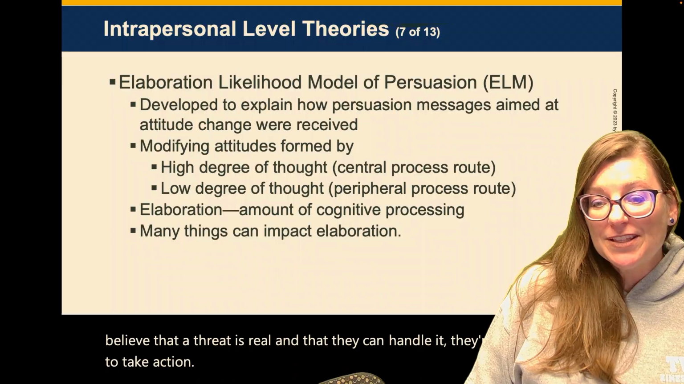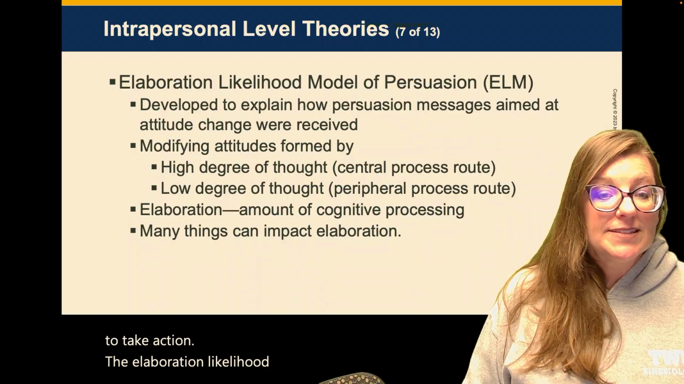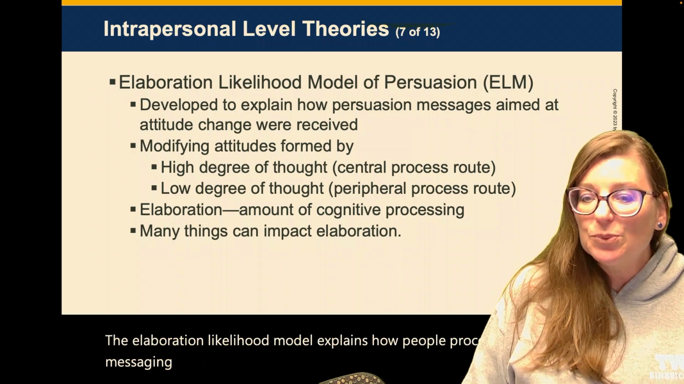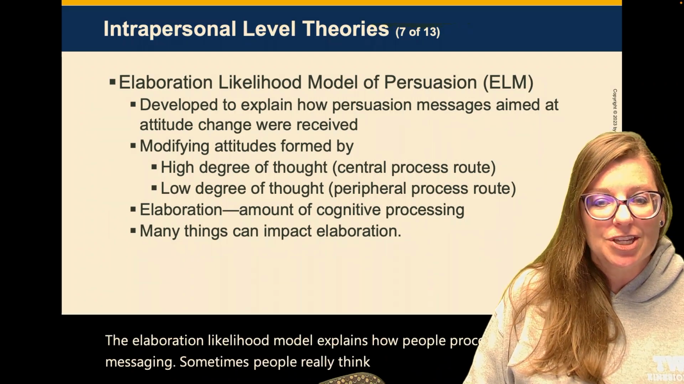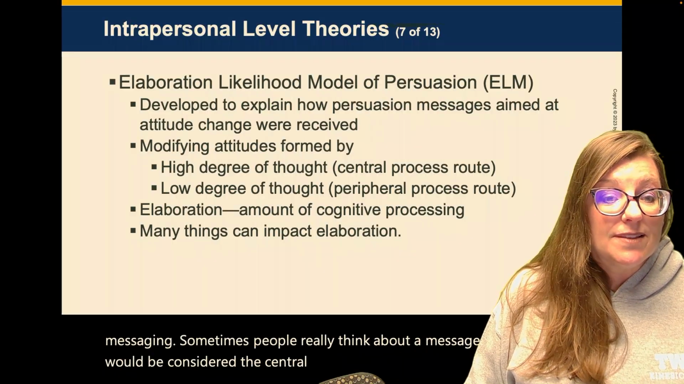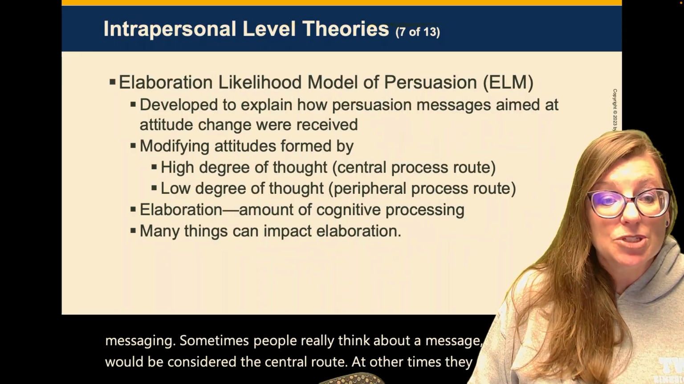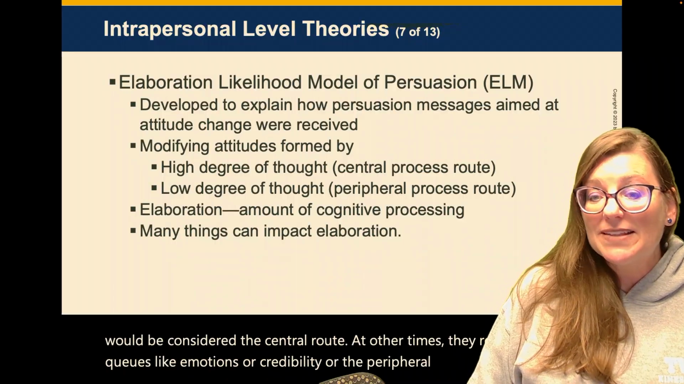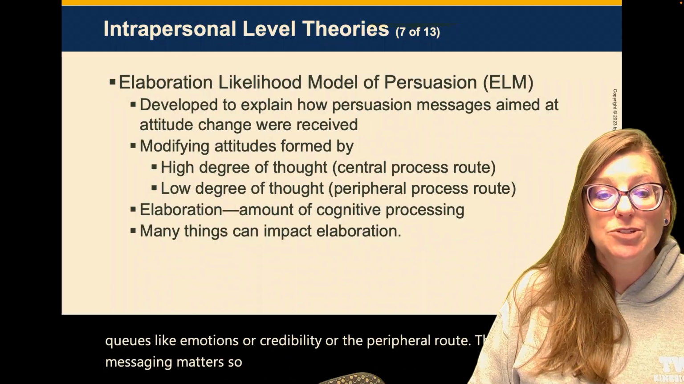The elaboration likelihood model explains how people process persuasive messaging. Sometimes people really think about a message, and that would be considered the central route. At other times, they rely on quick cues like emotions or credibility, or the peripheral route. This is why messaging matters so much in health promotion.